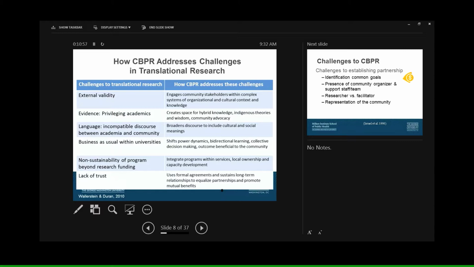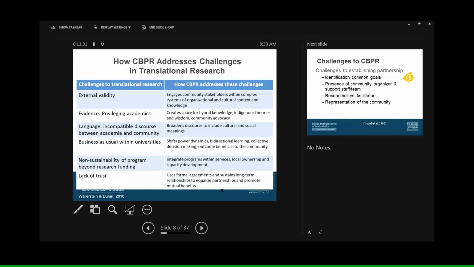There's also a difference between CBPR and traditional methods of translation in terms of privileging academics with the evidence, where the evidence stays within the university, whereas CBPR creates a diverse community space where we're drawing from the expertise, there's that co-learning aspect, from the community as well as academics, to understand what is happening with the evidence and how this intervention is actually being applied or not applied, working or not working, and why.